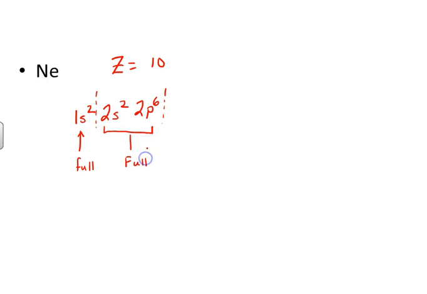Next we have neon. Z equals 10. And with 10 electrons, we have 1s2, that leaves 8. Then we go to 2s2, that leaves 6. We go to 2p. P holds up to 6 electrons. We have 6 left. We place all 6 in there. At this point, we have a full first energy level, and we also have a full second energy level. Remember that the first energy level can hold up to, 1 squared is 1 times 2 is 2, 2 electrons in the first energy level. Second energy level, 2 squared is 4 times 2 is 8, 6 plus 2 is 8 electrons.